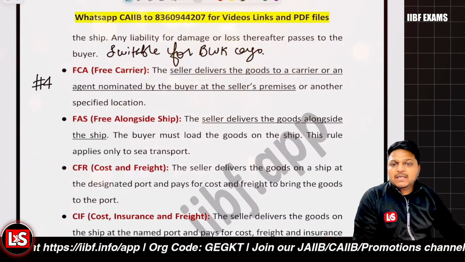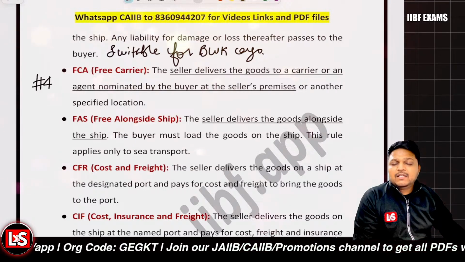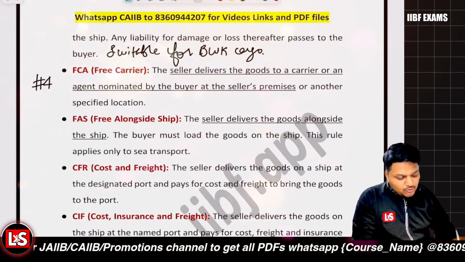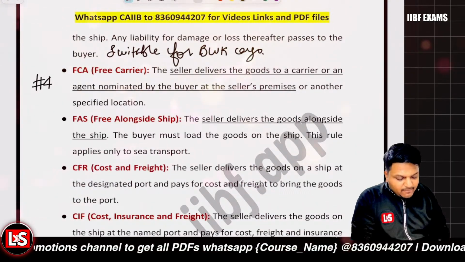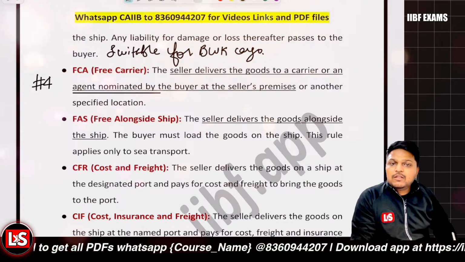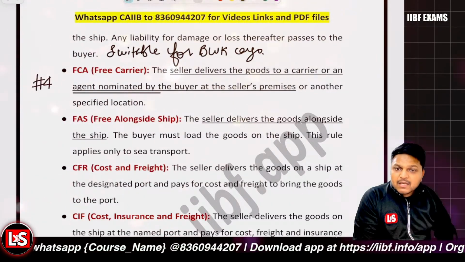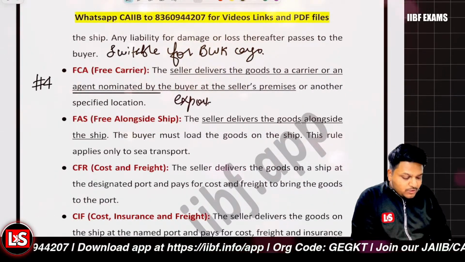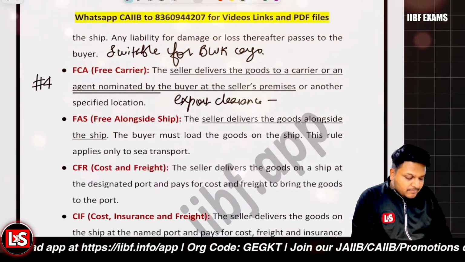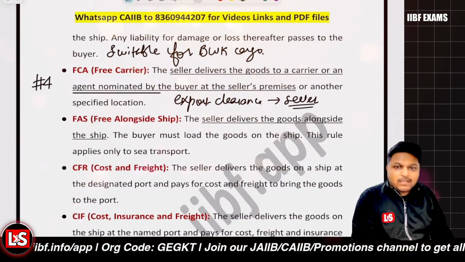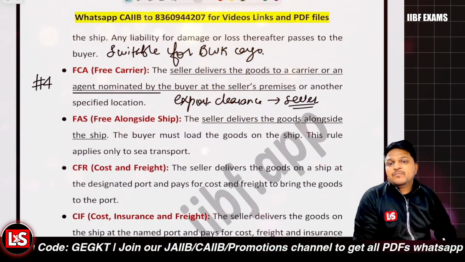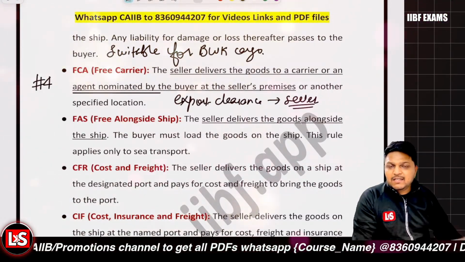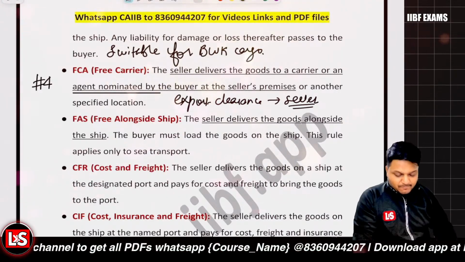The fourth one is the FCA, that is free carrier. The seller delivers the goods to a carrier nominated by the buyer, or an agent nominated by the buyer. The seller will be delivering the goods to that particular agent, and the seller is responsible for export clearance. Risk transfers at delivery to the carrier. So when the delivery is made to the carrier, the risk transfers from the seller to the buyer.